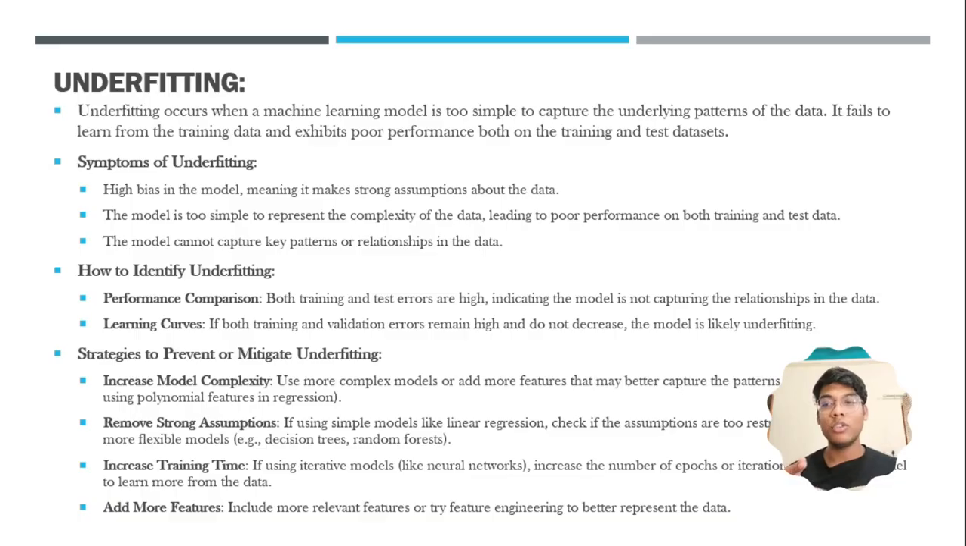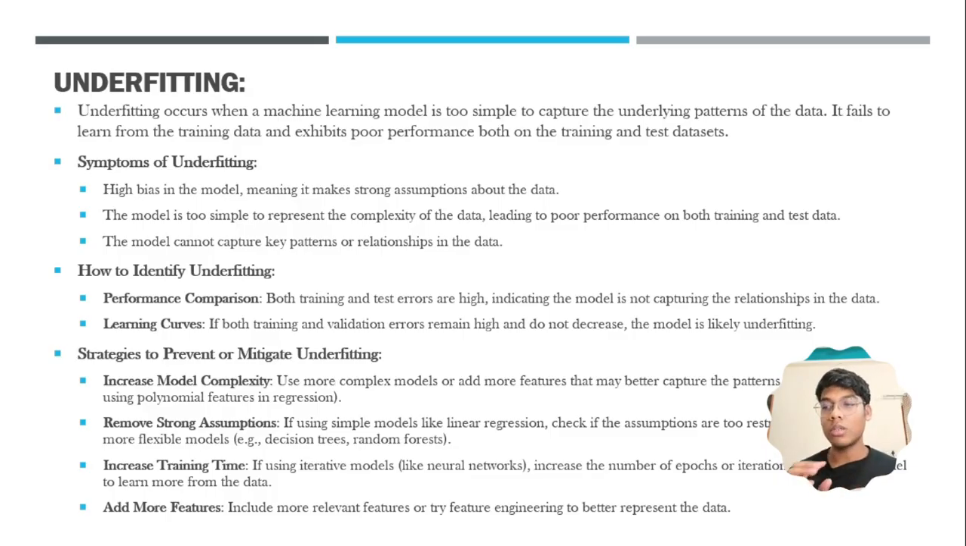So, what are the strategies to prevent and mitigate underfitting? We can increase model complexity. Here, use more complex models or add more features that may better capture the patterns in the data. For example, using polynomial features in regression is a very good thing that we can use to prevent underfitting. The second point is to remove strong assumptions. If using simple models like linear regression, check if the assumptions are too restrictive and consider more flexible models, for example decision trees, random forest.